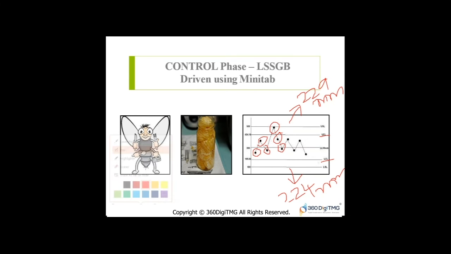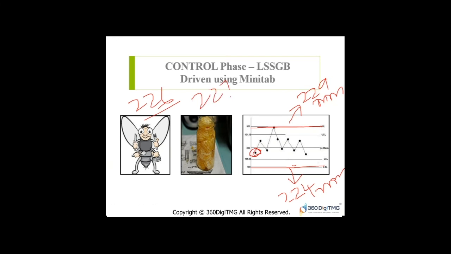Say I've manufactured the first cricket ball and its circumference, say, is 226 mm. You'll just jot it down on the control chart. If this line is 224, and if this line is 229, then 226 would fall somewhere here. Say the next cricket ball that you have manufactured, its circumference is 227.5 millimeters, right?